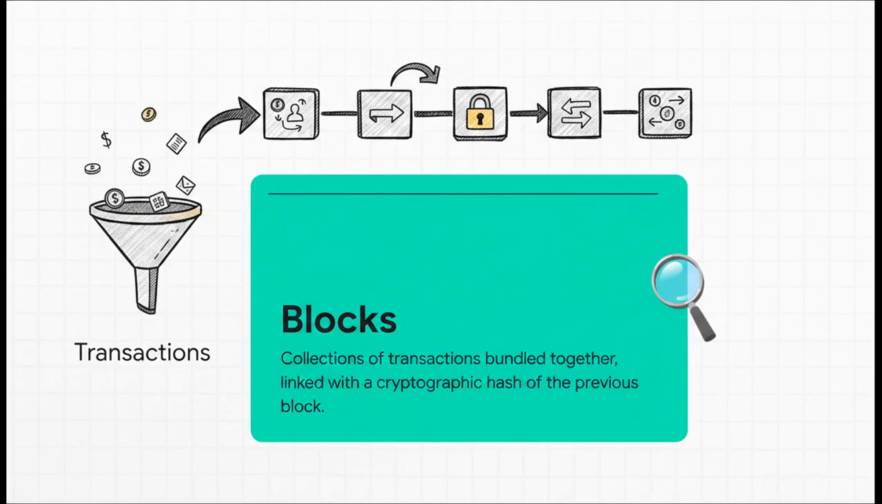So, all these transactions are flying around. Where do they go? They get bundled into blocks. A block is really just a container, a neat little package of verified transactions. But, and this is the really crucial part, every single block is cryptographically handcuffed to the one that came before it. This is what makes the chain in blockchain. It's a chain of blocks. And once a block is added, it is there for good.